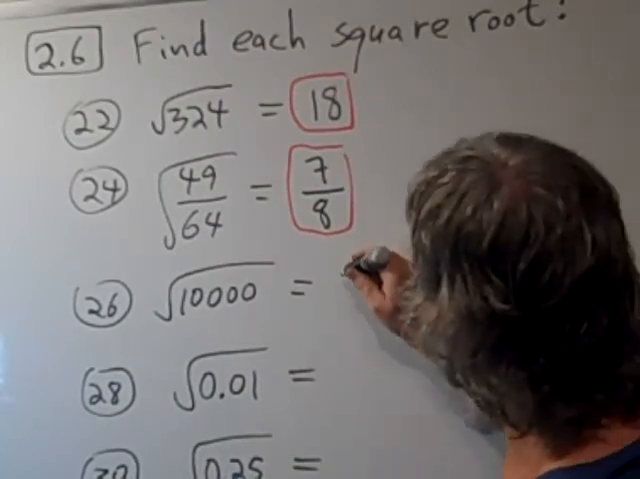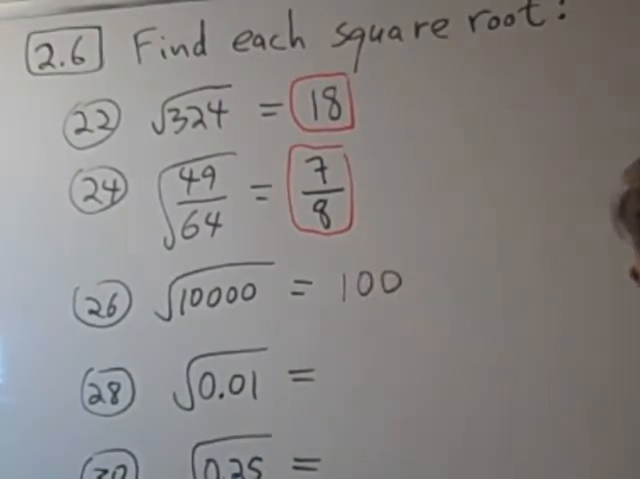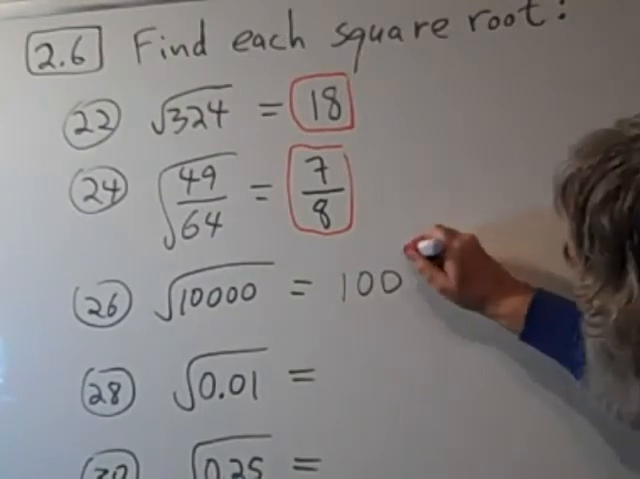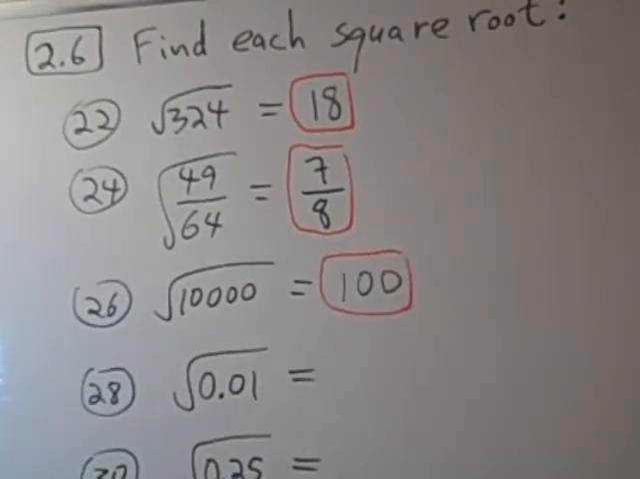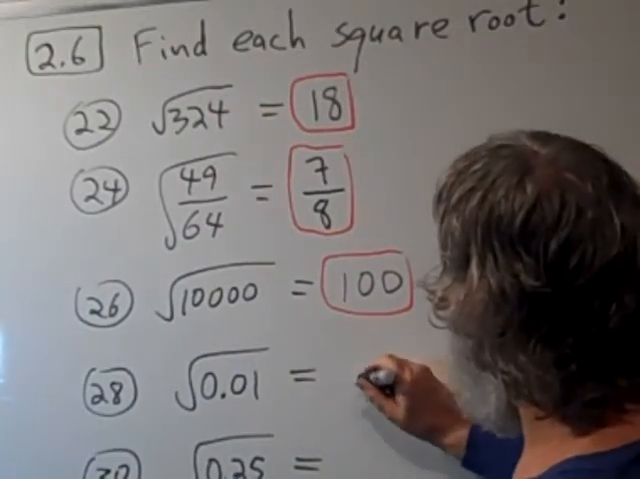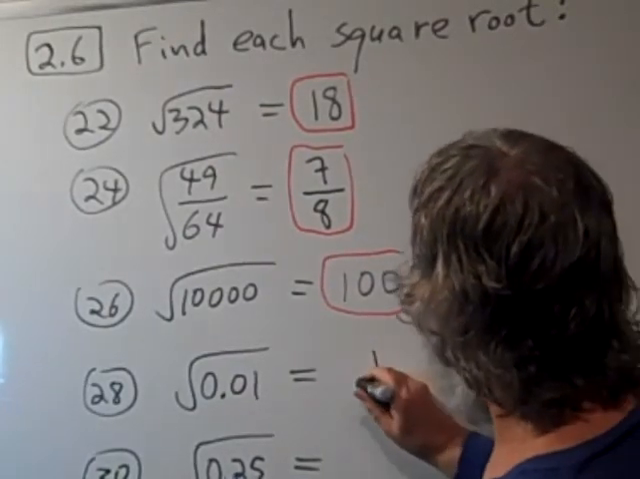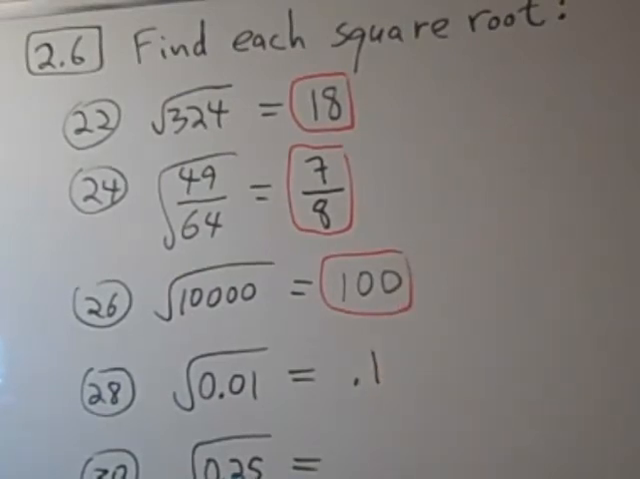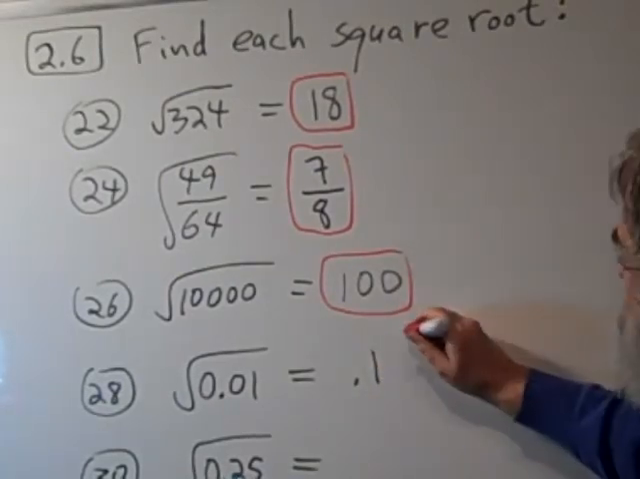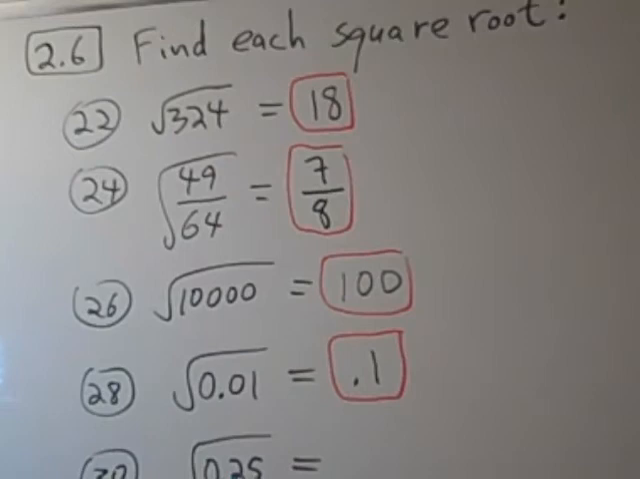The square root of 10,000 is 100, because 100 times 100 is 10,000. The square root of 1/100th is a tenth, because a tenth times a tenth is 1/100th, or in other words, a tenth of a tenth is 1/100th.